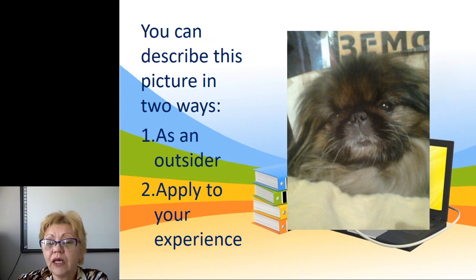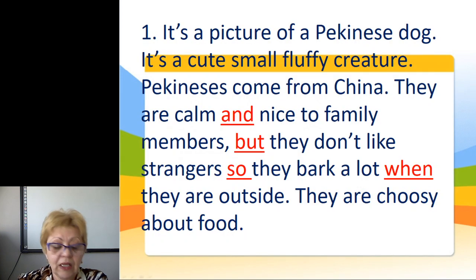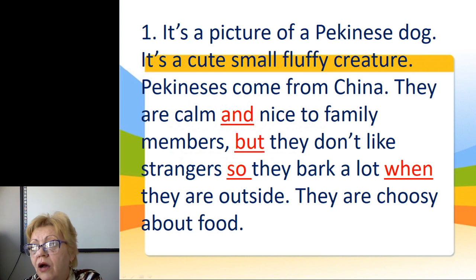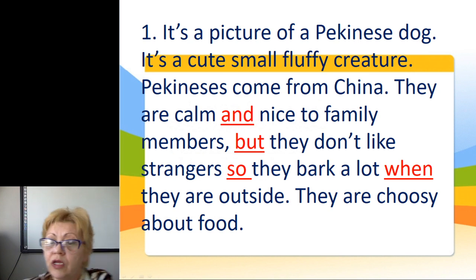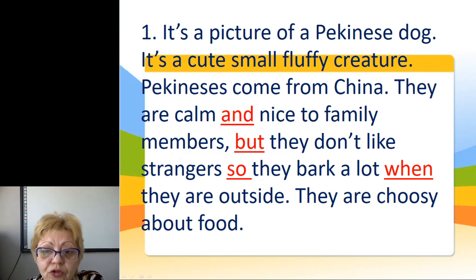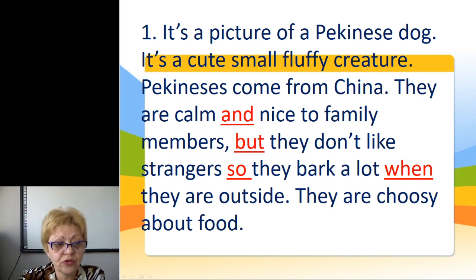Now let's look at the first example as an outsider. Pay attention that animals we don't know, we use pronoun it. And animals which we keep at our home, apartments, which are our pets, we use pronoun he or she. So the first description, as an outsider, we don't know this dog, that's why we will use pronoun it.